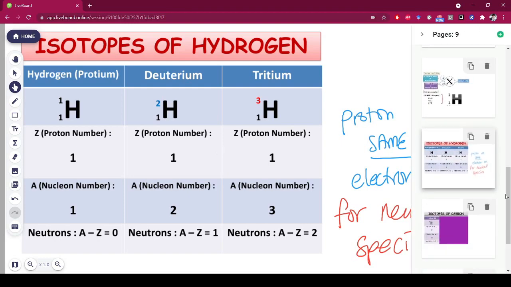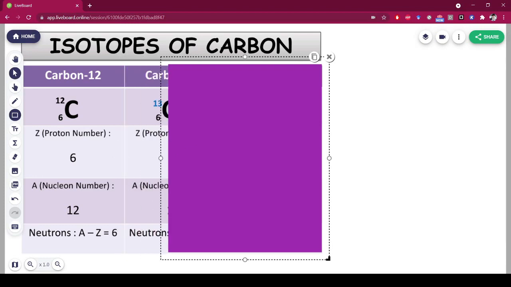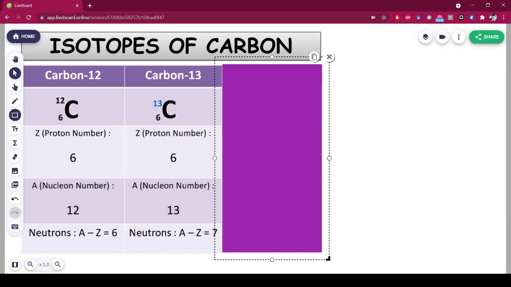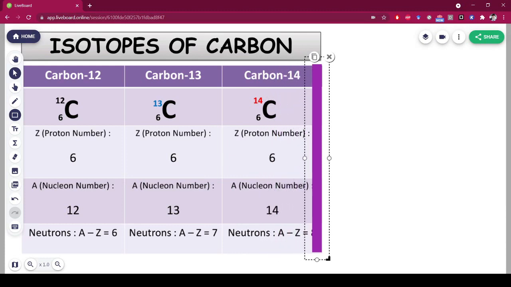Now, same goes to carbon. You have 12, the nucleon number, and 6, the proton number. 12 minus 6, you have 6 neutrons. And same goes to carbon-13 and carbon-14.